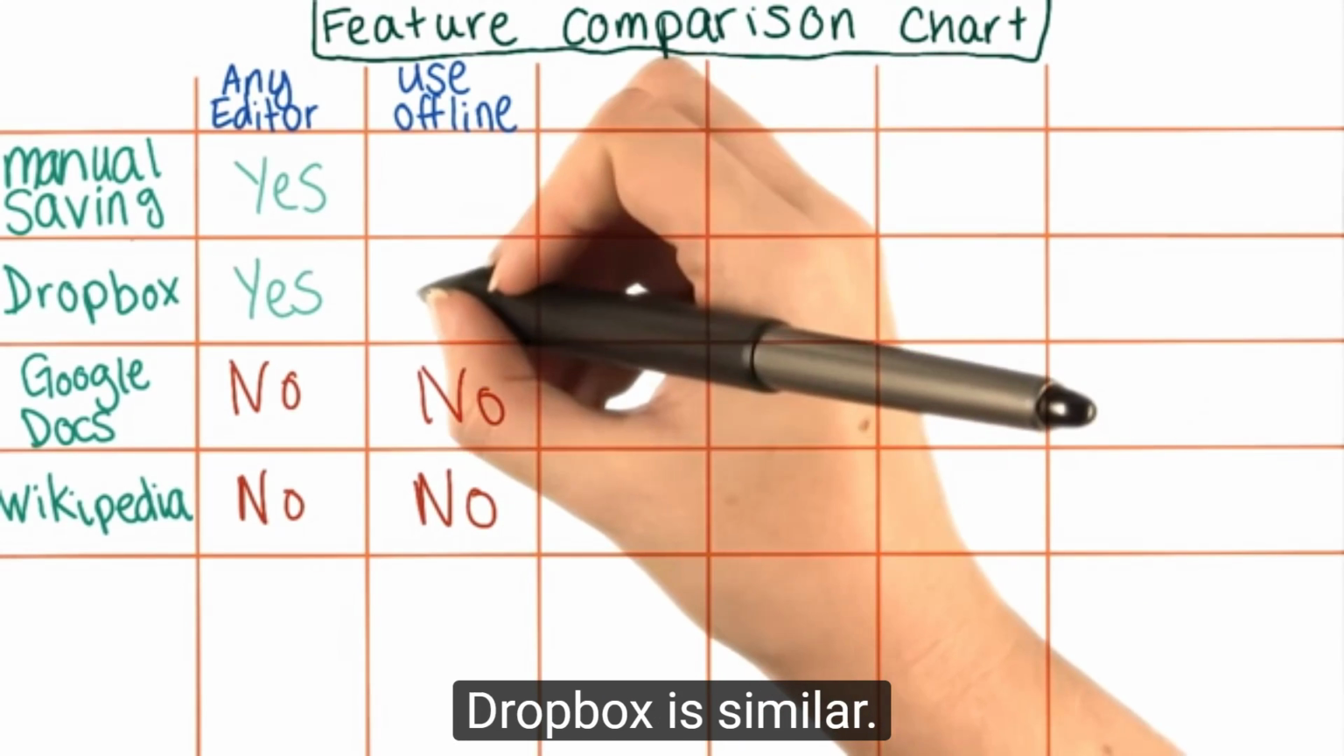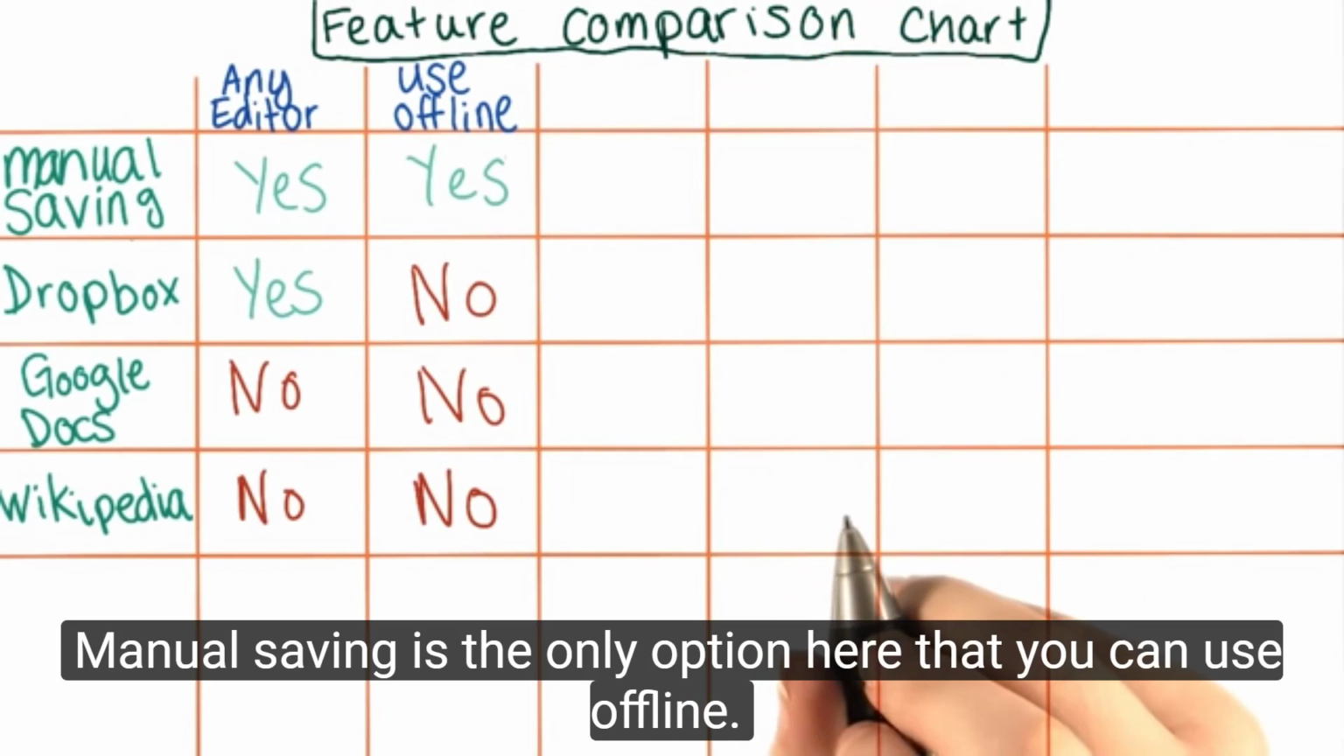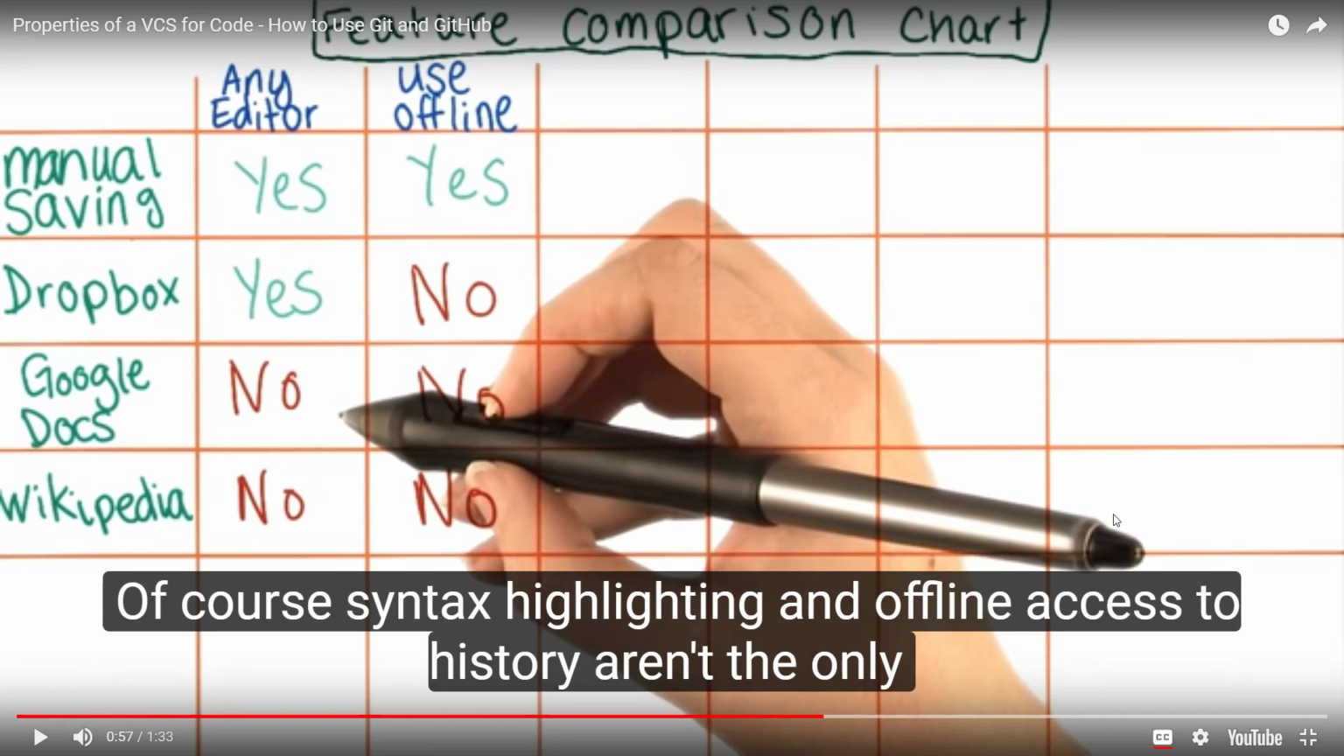Dropbox is similar. Again, you can edit your files on your own computer, but you can only see the history online. Manual saving is the only option here that you can use offline. There's also something about if you want to edit your files maybe on an airplane, somewhere that doesn't have Wi-Fi. If you're using Wikipedia, of course you cannot access it. If you're using Google Docs, yeah, you can download the files to your computer.